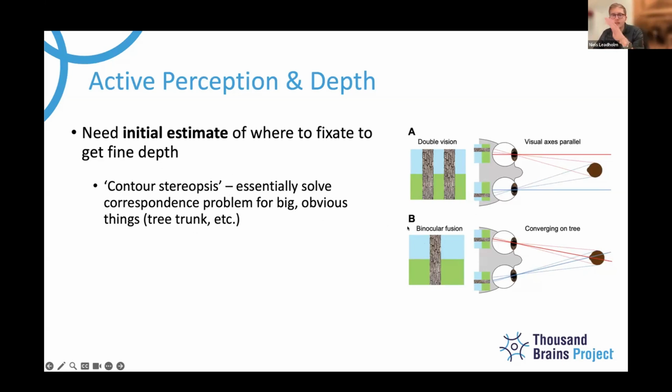This paper talked about this contour stereopsis. It doesn't really matter too much, but basically you can imagine you can do a correspondence problem for very big, obvious things like the tree trunk, so that you don't have these hardwired disparity neurons for things like this. But it's pretty obvious to each of the eyes that it's seeing something large like this. And so using that kind of information.